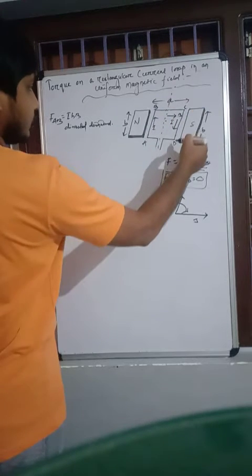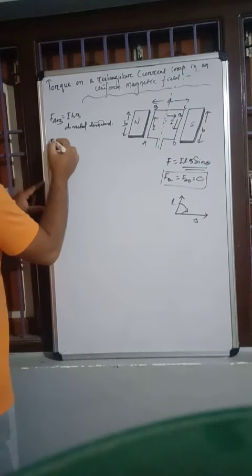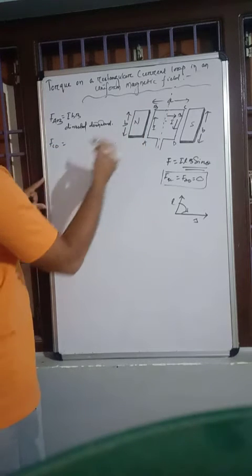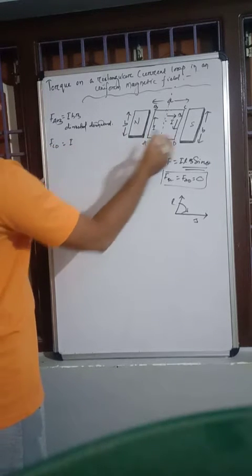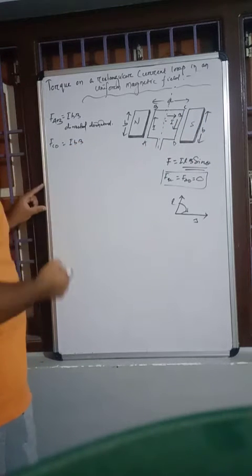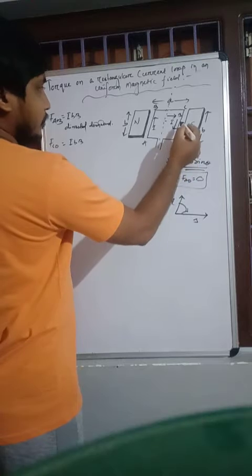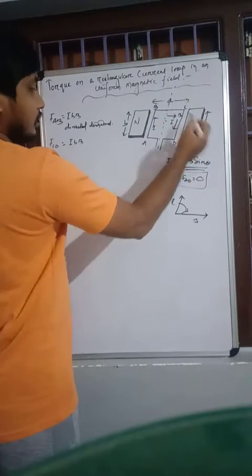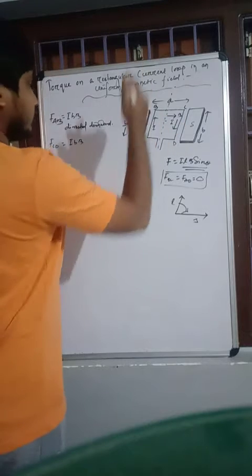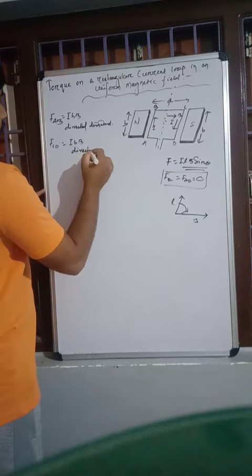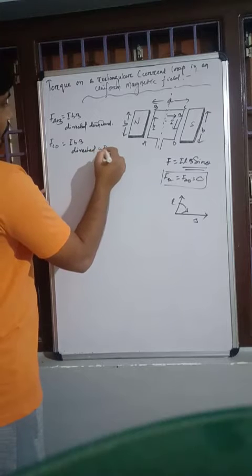Now we calculate the force on CD. F on the arm CD. Here also you will get the force will be I, length will be b, magnetic field will be B. Length is in this direction, magnetic field is in this direction. If you take L cross B, the direction will be coming directed upward.